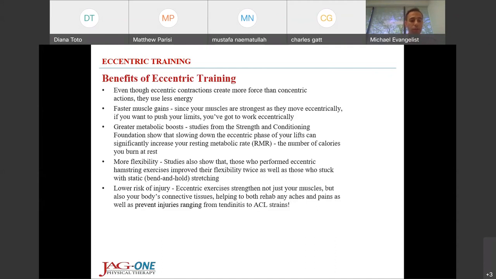And of course, and most importantly here, because of this talk, is lower risk of injury. Eccentric exercises strengthen not just your muscles, but also your body's connective tissues, helping to both rehab any aches and pains, as well as prevent injuries ranging from tendonitis to ACL strains.